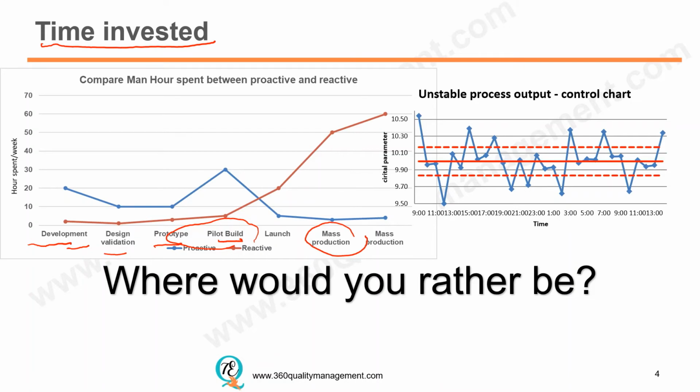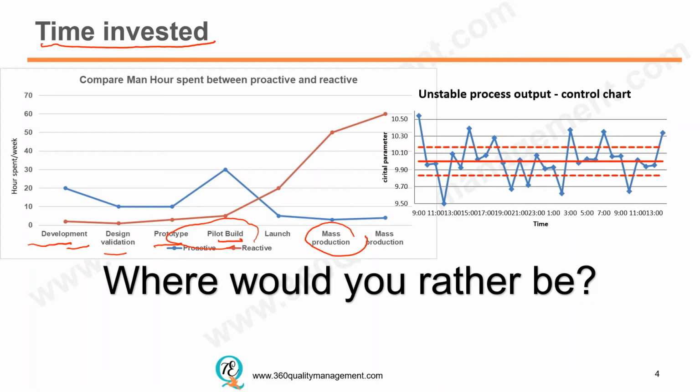After production, you will have a product that's almost autopilot, which you do not need to spend time to firefight all the potential issues. So, this is what the blue curve represents for the time spent in the proactive mode.